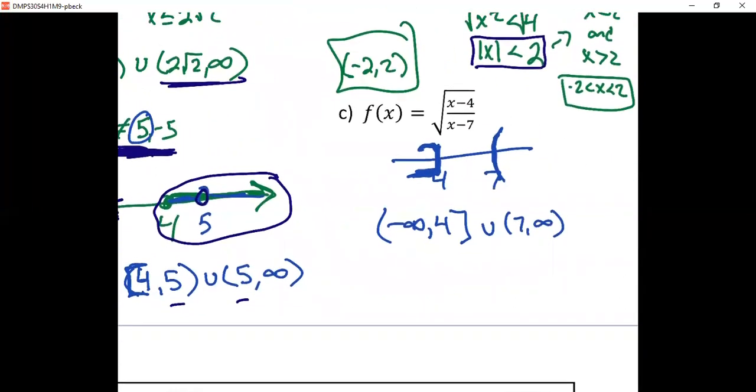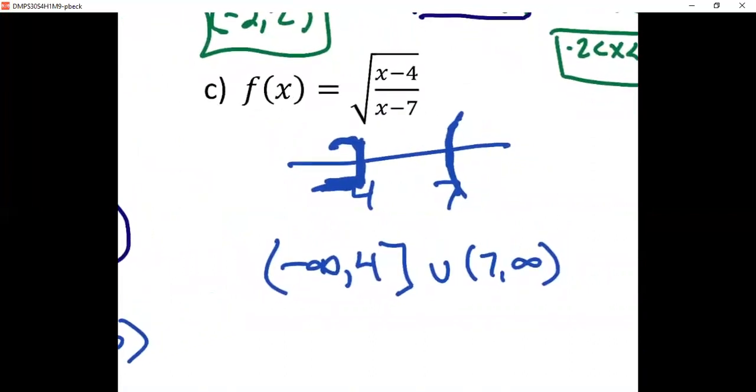Then for part C, this one I like to do numerically, where if I test some values, say if I test 0, 0 minus 4 over 0 minus 7, negative 4 over negative 7 is a valid number, so this would work. 4 is what I consider a boundary point, that if I plug in 4, I will get the square root of 0, which is a true number. So that would be 0 over negative 3, which is 0. If I plug in 5, I will get the square root of 1 over negative 2, which that's my first imaginary one, so it doesn't work.